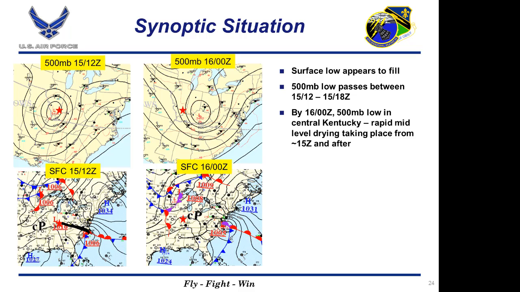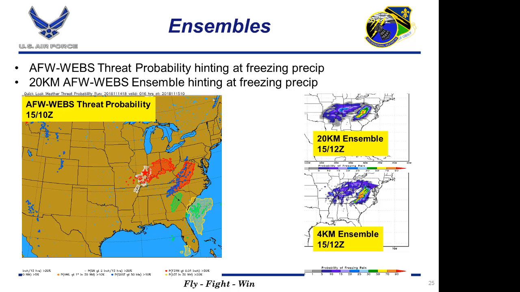The actual analysis charts at 500 millibars show the low at 12Z just southwest and 00Z well east of the location. Although the surface chart does not have an occlusion drawn, moisture patterns and the upper level low support the existence of that surface occlusion. The AFWEB's threat probability indicates freezing precipitation, although most of that is freezing rain along the occlusion to the east. The AFWEB's ensembles both pick up freezing precipitation as well.